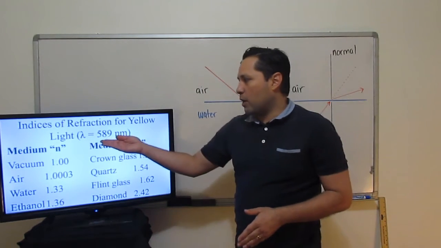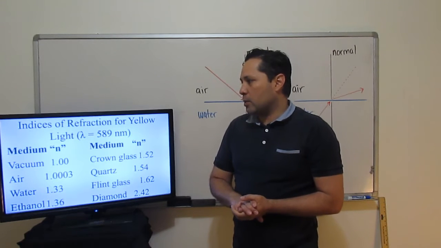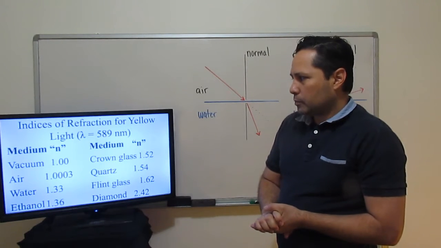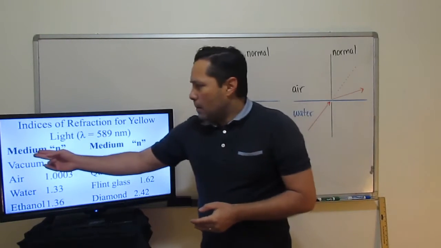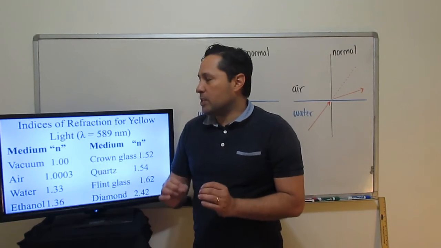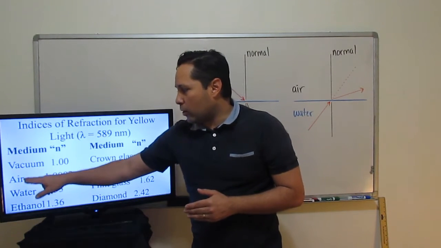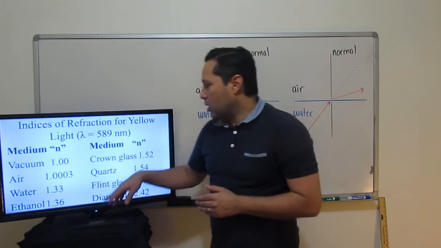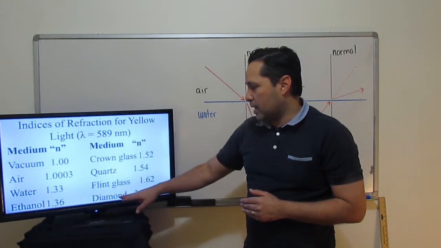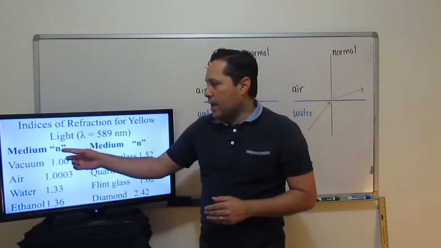Alright, our next table is going to show the index of refraction for yellow light, which has a wavelength of 589 nanometers. The medium is the substance that the light's traveling through. It could be a vacuum, air, water, or ethanol. Here, crown glass, quartz, flint glass, or a diamond. And the N, these are their values.